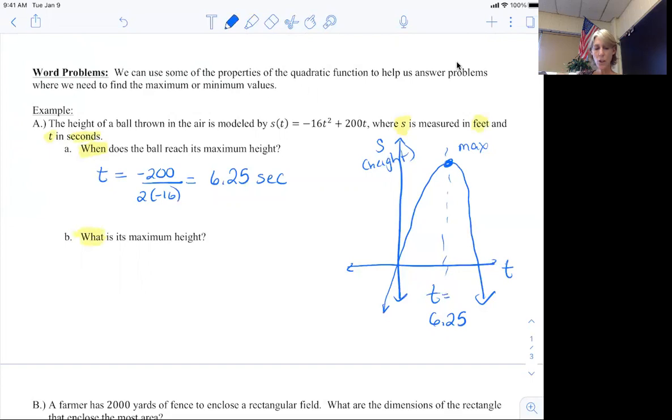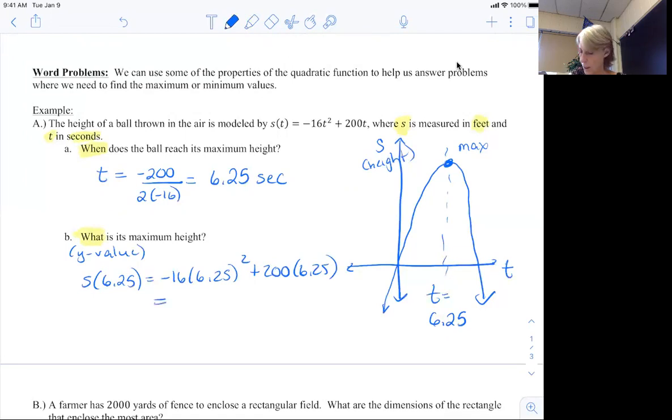In the next part of the question, what is the maximum height? Now we're looking for the y value on the graph. And again, it's just as simple as the vertex plugging in. S of 6.25. Again, these numbers, I would just evaluate in my calculator. It's no big deal. And the maximum height for this ball is 625 feet.